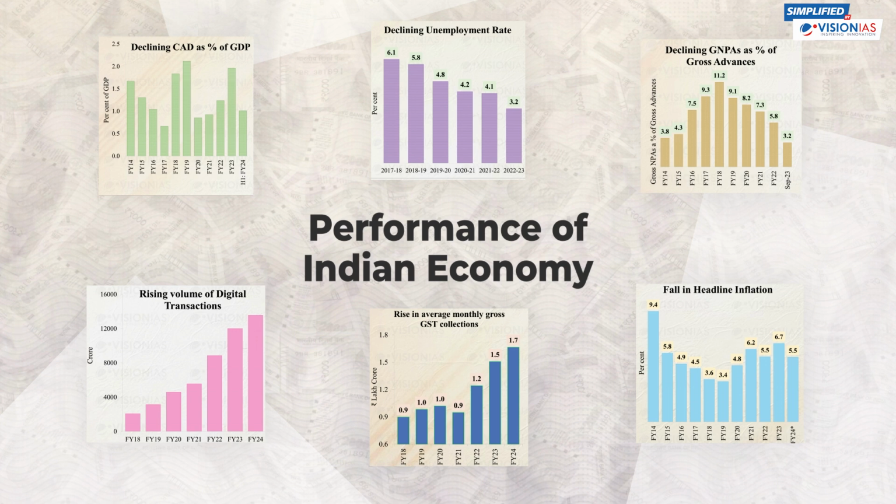The decline in GNPAs from 5.8% in financial year 22 to 3.2% as of September 2023 of gross advances. Rise in the volume of digital transactions to more than 13,000 crores in financial year 2024. Rise in average monthly gross GST collections to Rs 1.7 lakh crores in financial year 2024 as compared to Rs 1.5 lakh crores in financial year 2023. Headline inflation is estimated to be 5.5% in financial year 2024.